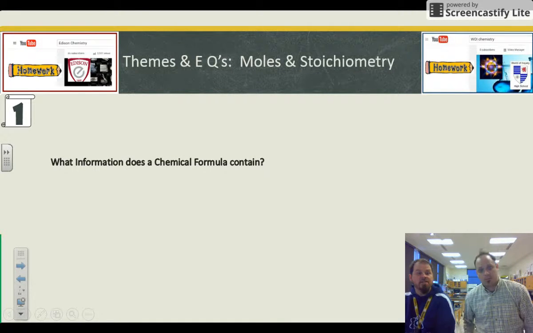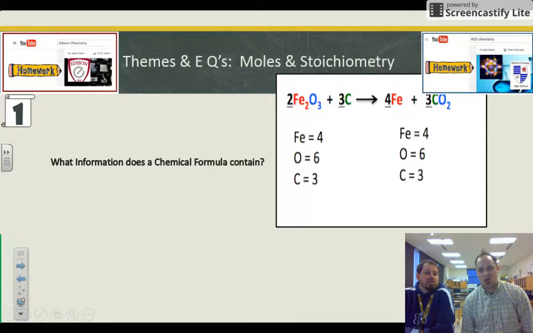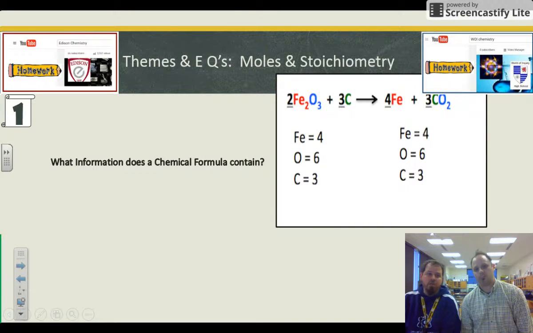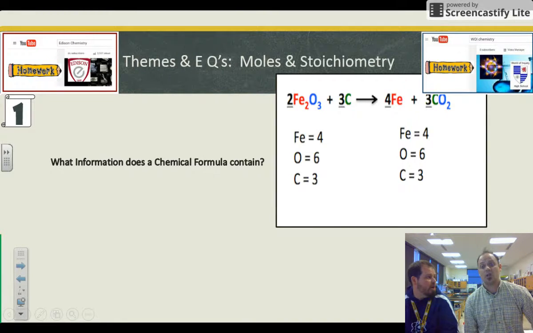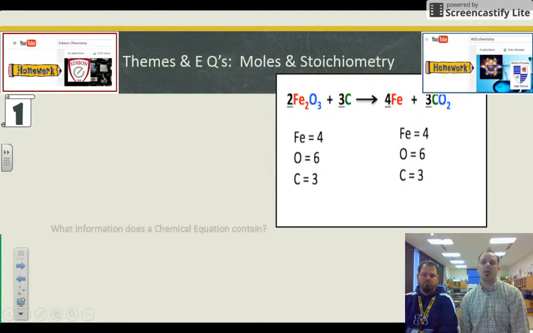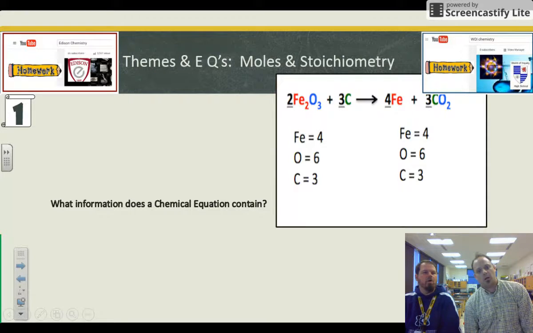What information does a chemical formula contain? All them numbers and letters and symbols. I don't know, mister. Well, we know some of that stuff. I think most of us know what Fe and O mean now. Now we're going to make sure we know what all those numbers mean. The subscripts and the coefficients and the arrows, all that stuff is going to start to make more sense. This is a very good culminating one.